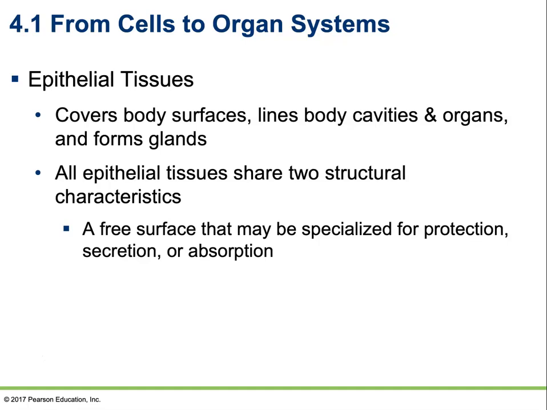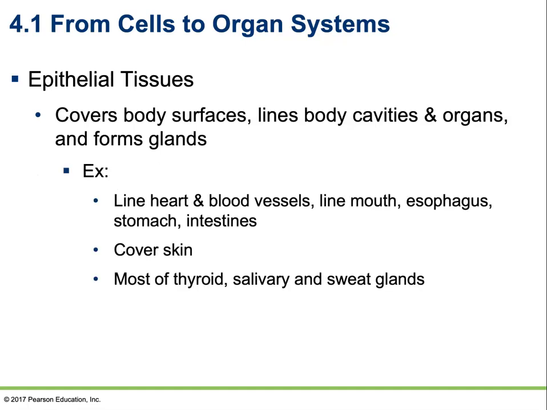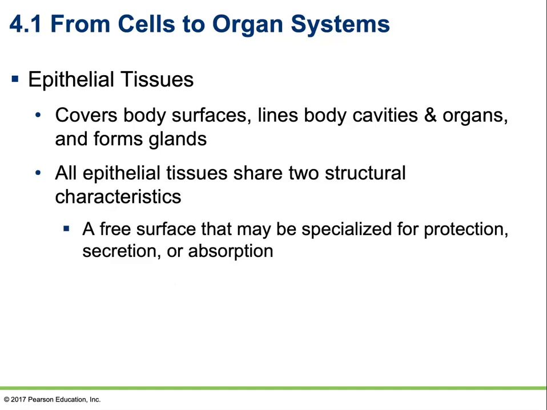So take a moment and look at some of the examples that we just stated. Out of the lining of the heart, the blood vessels, and all of those, which of these examples would be specialized for absorption? Which of these do you think would be specialized for secretion? And what do you suppose is specialized for protection? So just take a moment and look through some of these examples and see if you can figure out what their primary purpose is going to be.